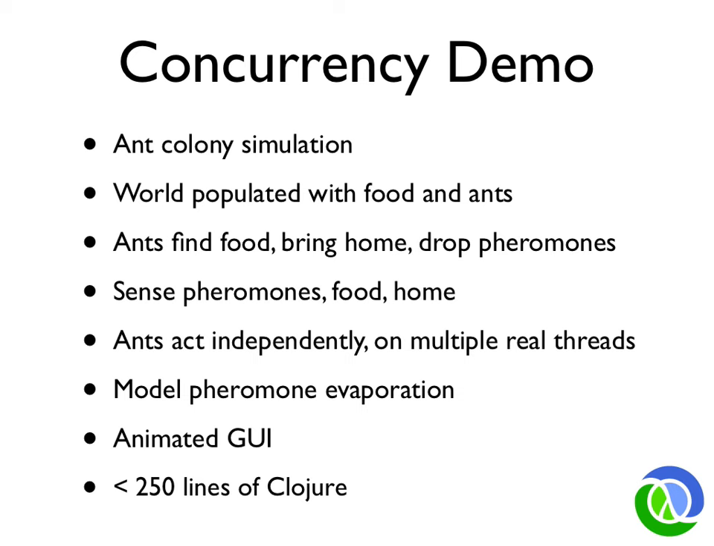They're going to drop pheromones on the way. As they're working, they're going to sense pheromones and try to follow them. That helps them do path following or finding food or finding home. They're going to sense food and obviously try to acquire it. And they're going to sense home where they're going to drop stuff off.